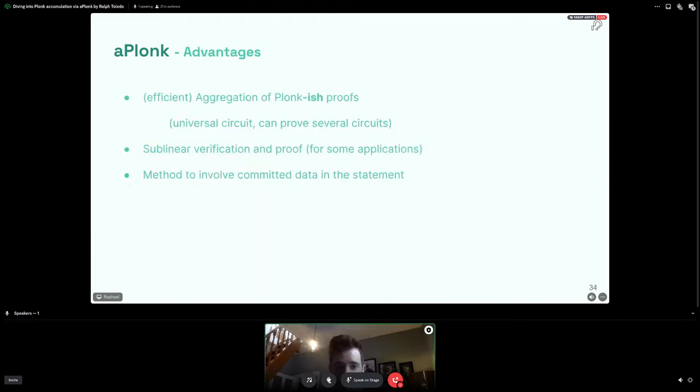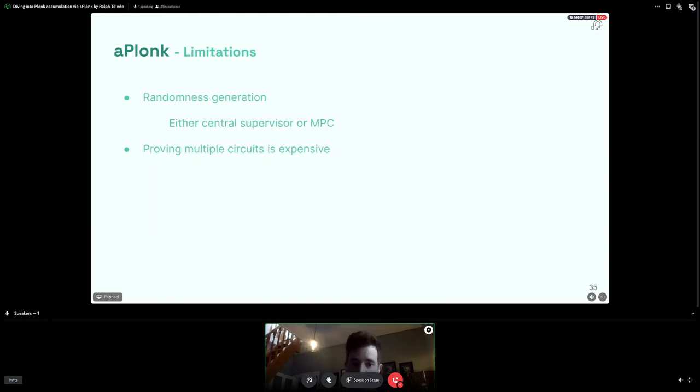So the advantage of aPlonk is that we have a rather efficient aggregation of Plonkish proofs, so it's not only in Groth16. We have a sublinear verification and proof, and we also provided the methods to involve committed data in the statement. There are some limitations. The randomness generation, for instance, where we're using a central supervisor, might not work for everyone, and MPC is expensive. What I didn't talk about also is that we can prove different circuits. This is still very expensive, and the work is still ongoing to make it cheaper.